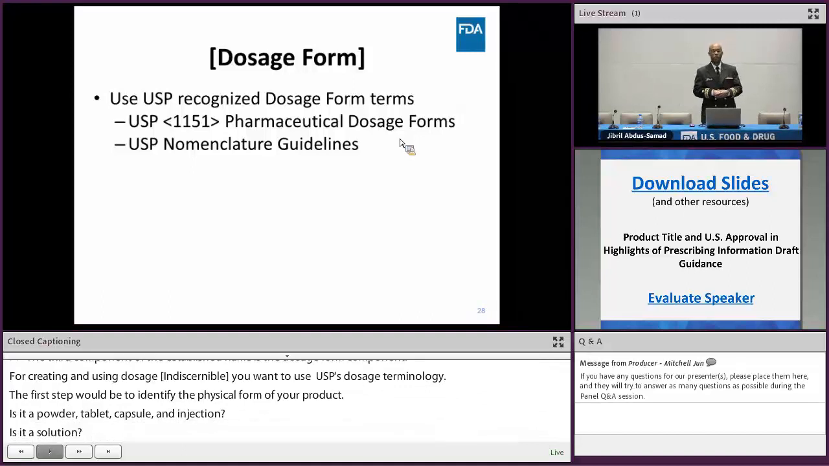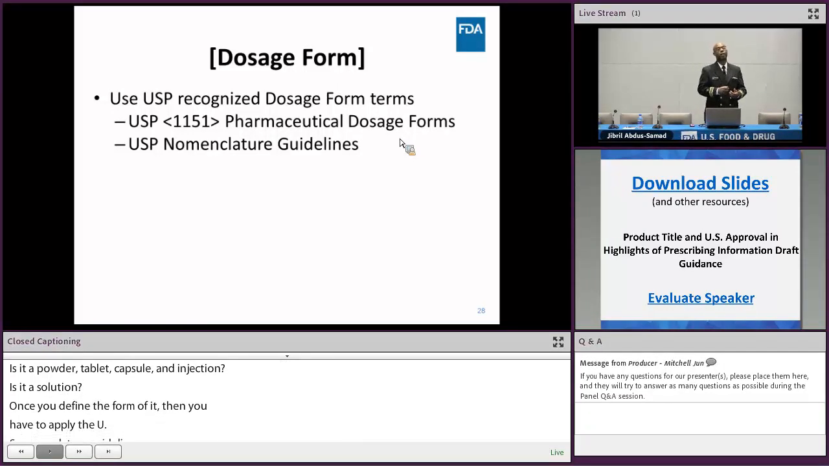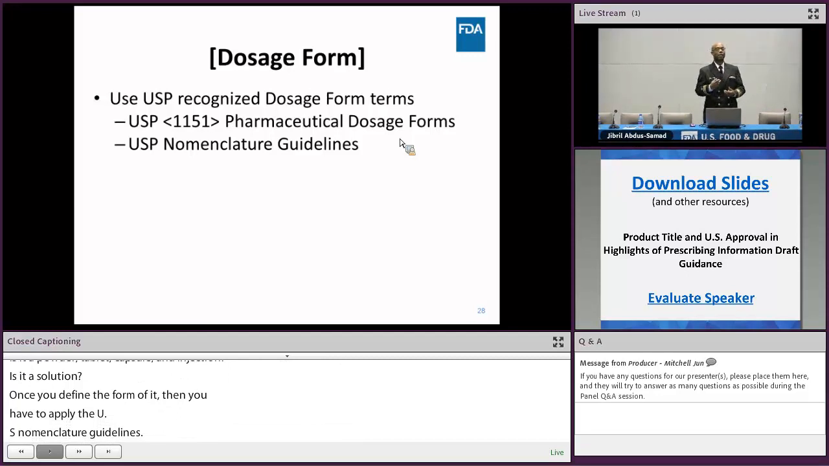Once you define the form of it, you then have to look at the USP's nomenclature guidelines, because depending on the dosage form, it can appear differently in the established name of the product. We'll go through an example of that.